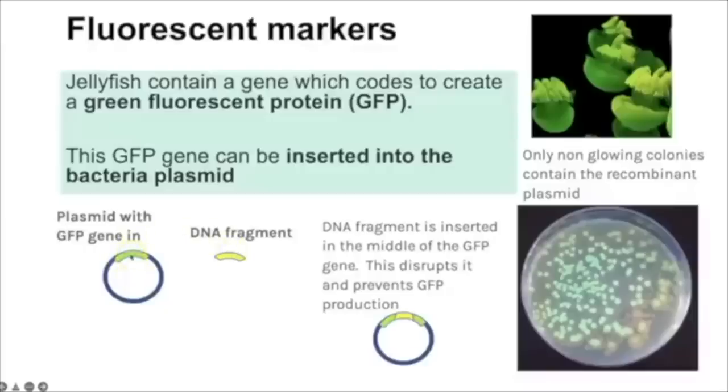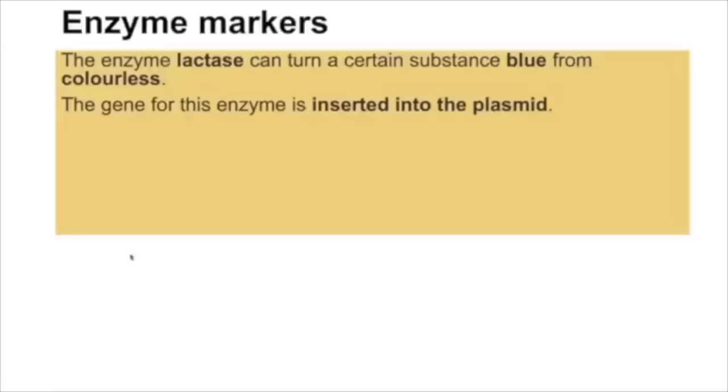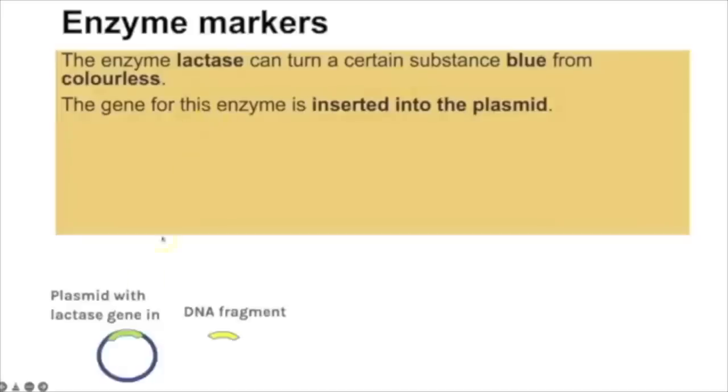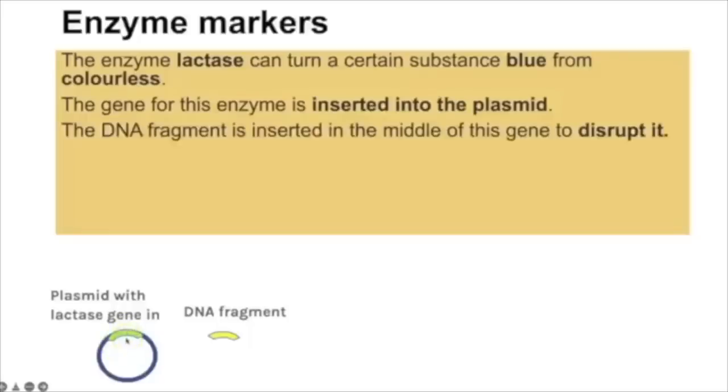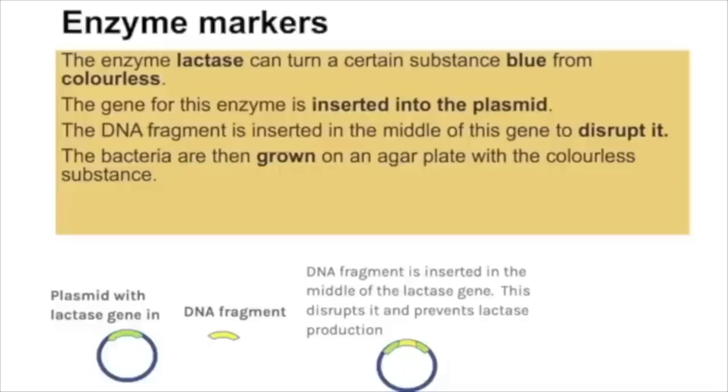get taken up. The last one was enzyme markers, and the enzyme lactase is often used because it can turn a certain substance blue to colourless. So the gene for this enzyme is inserted into the plasmid. Again, it's inserted deliberately in the middle of the gene for that enzyme to disrupt it. All of the bacteria are then grown on the agar plate with this colourless substance.